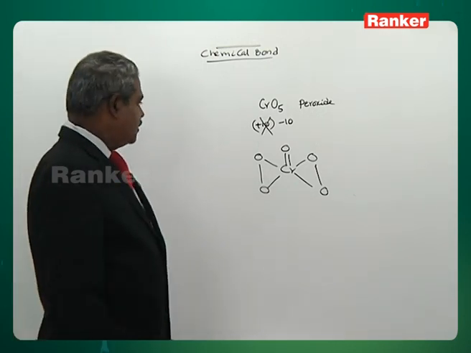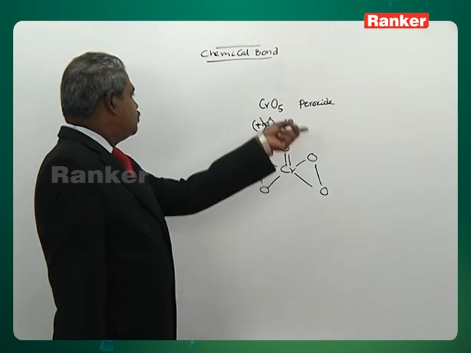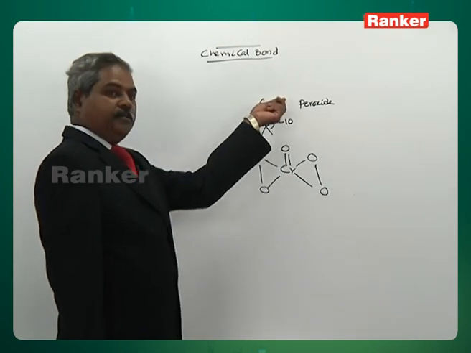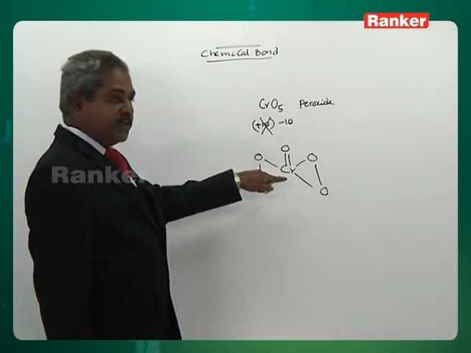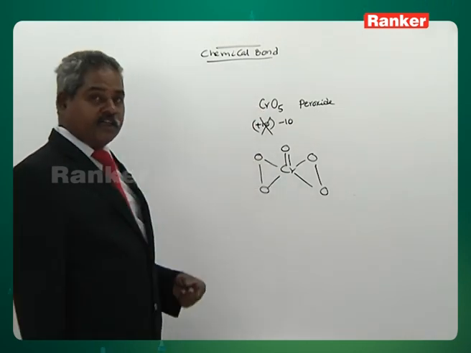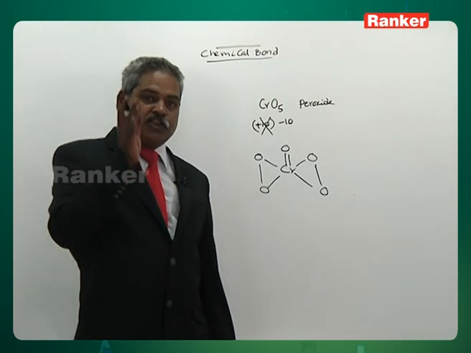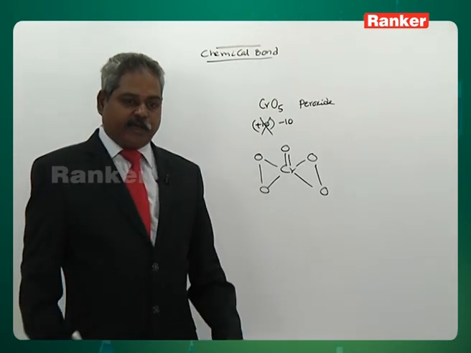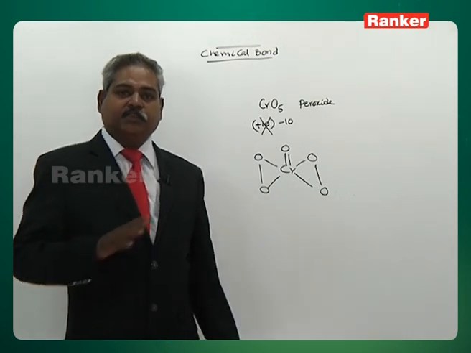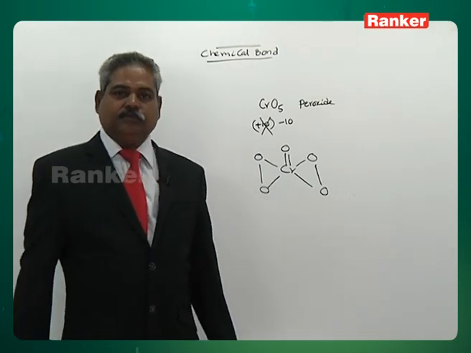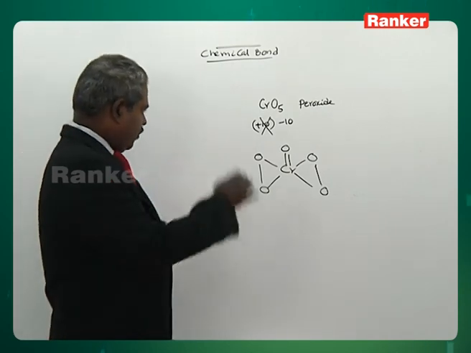Many books draw the structure first and teach you oxidation state like this. But that is not the way. It should go from oxidation state to structure, not from structure to oxidation state. If that is the case, how many structures can you remember? That's why people think that chemistry has a lot to memorize, whereas there is not at all. That's not true. Follow a principle.